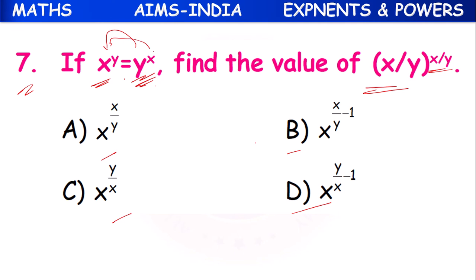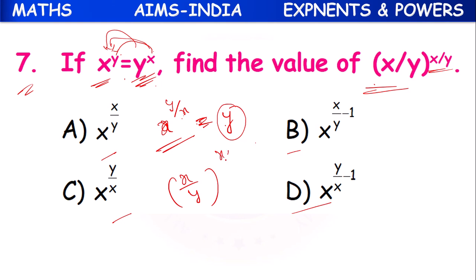If this exponent x goes to the left hand side, it will become x to the power of y/x equal to y. This exponent, if it goes that side, it will become divided by x. So x^(y/x) equals y. So in the place of y, we can keep this. Here we have to find (x/y)^(x/y). In the place of y, we can keep x^(y/x). In the place of y, we are keeping this.